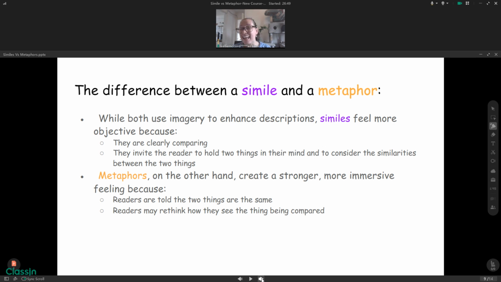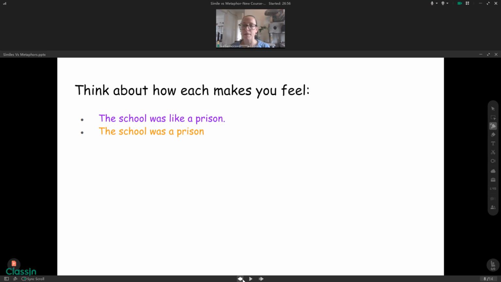So readers may rethink how they see the thing being compared. So, for example, if we go back to this, the school was a prison, this metaphor. Now I quite enjoyed school when I was at school. Hopefully you enjoy school too, and you might be homeschooled, or you might go to school, and you might enjoy that. So when we think about this then, and your own positive experiences, when you hear this metaphor, the school was a prison, what comes to mind then? What does it make you think?